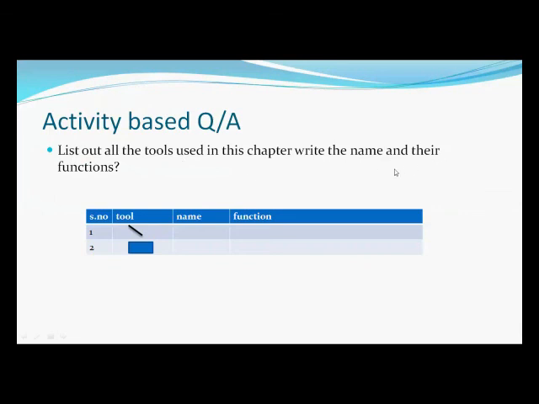Write the name and their function. First of all, you will draw 4 columns. Number 1 is serial number. Then you will draw all the tools. This is the sample answer, this is how you will frame the answer. You will draw all the tools here: line tool, rectangle tool, oval tool, pencil tool, all the tools used in this chapter. You will draw all the icons of the tools here.